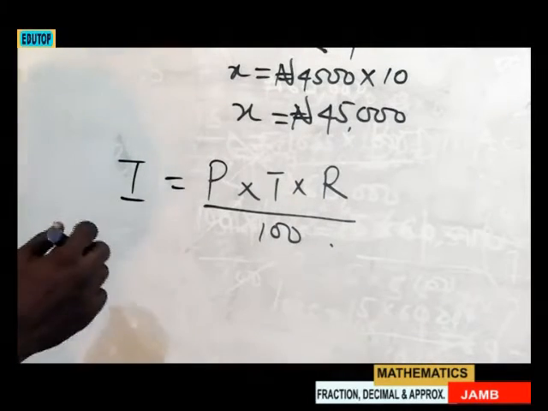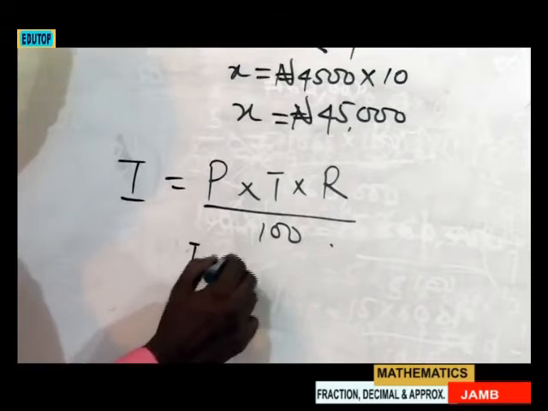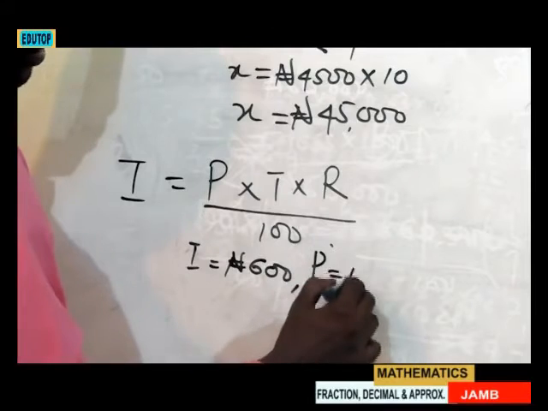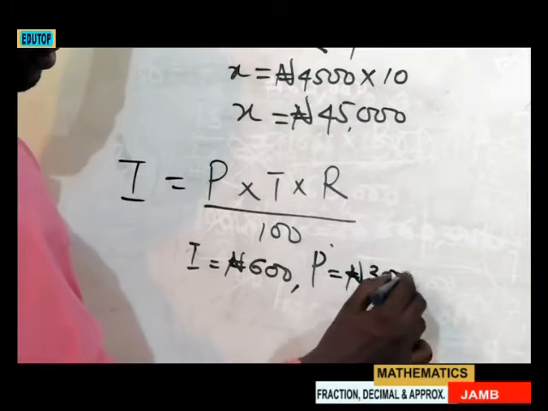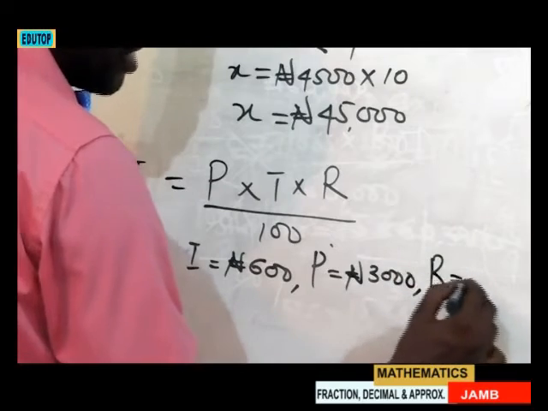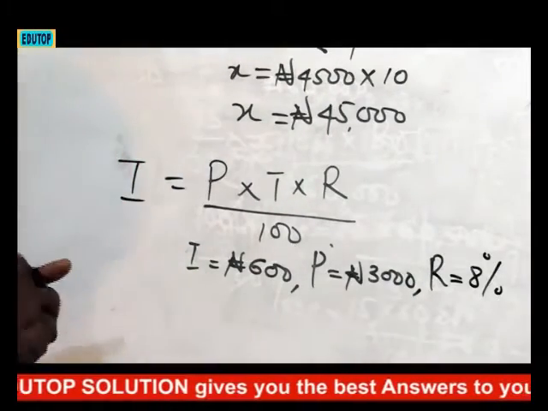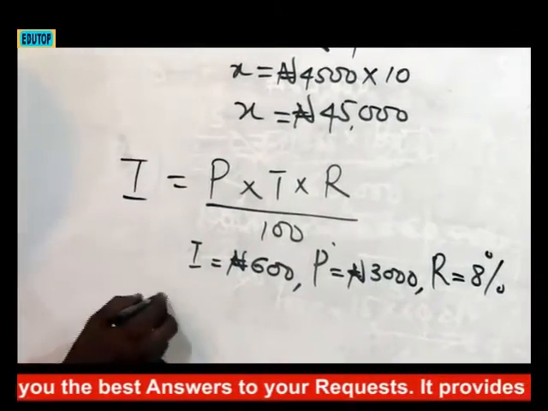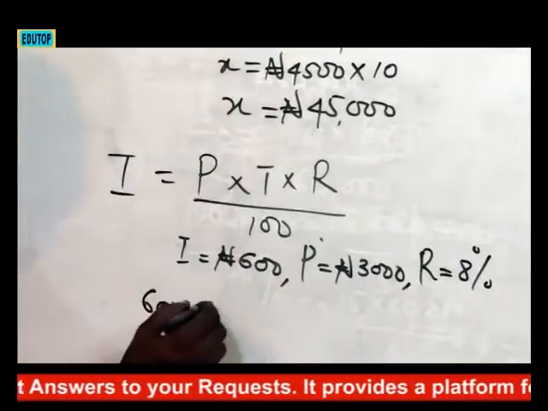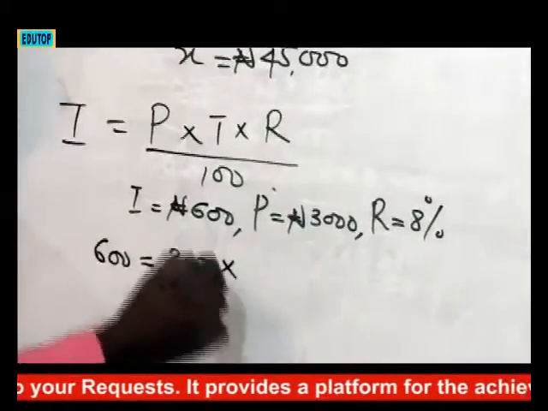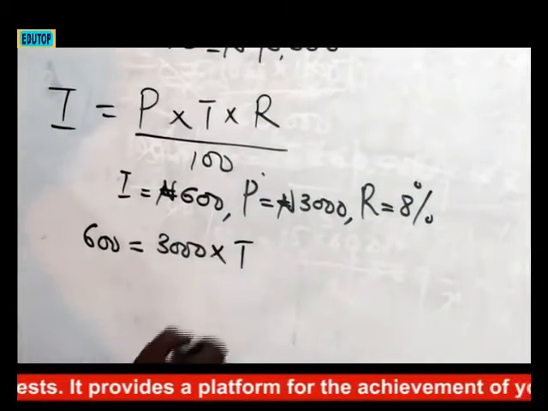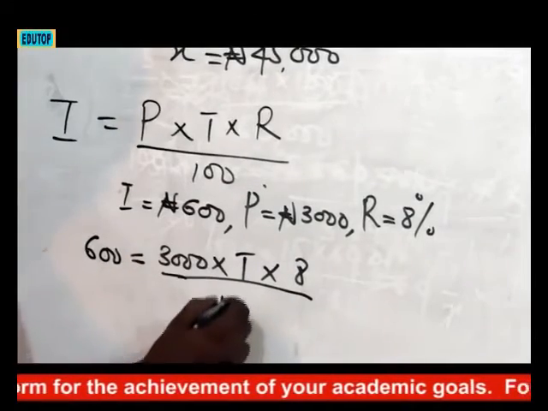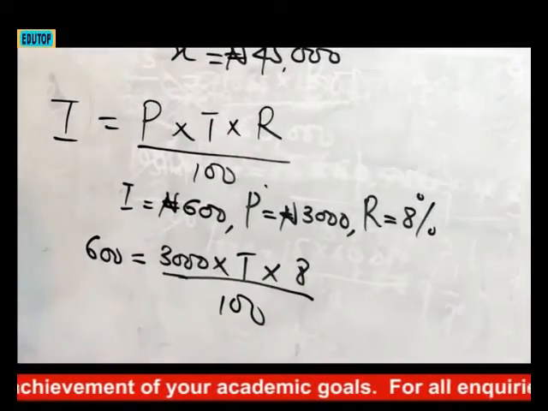In this situation, we have to look at the question. The interest is given as 600 naira. The principal is given as 3,000 naira. Then the rate is given as 8%. The question asks us to find the time. So we have to employ this formula. By employing this formula, we have 600 equals principal, which is 3,000, times time, which is what we are looking for, times rate, 8 over 100. Then we are looking for t.